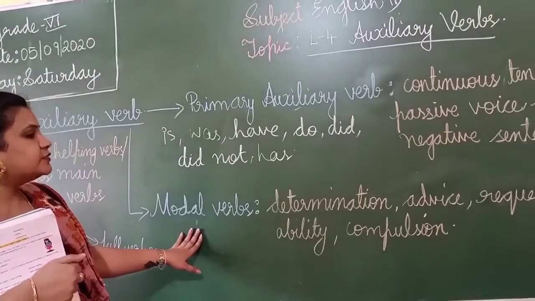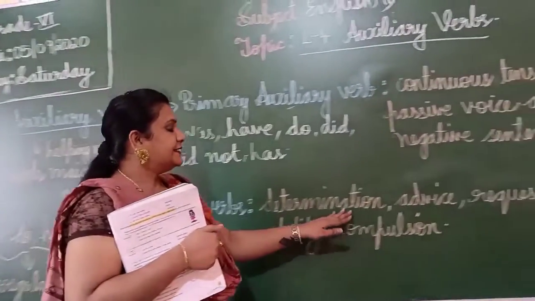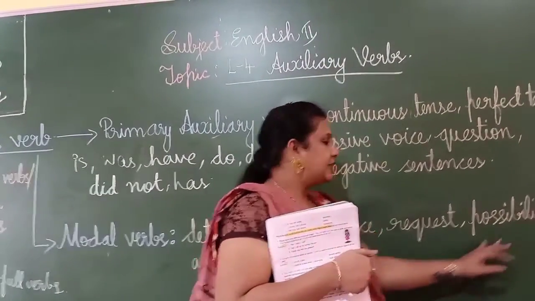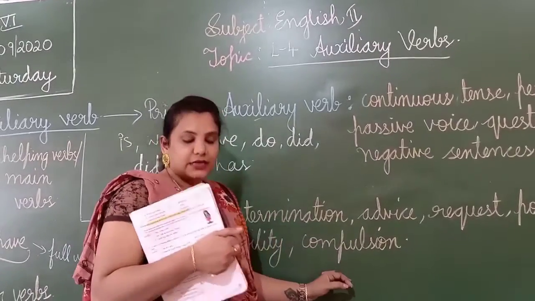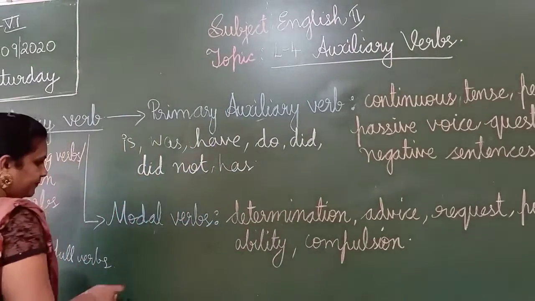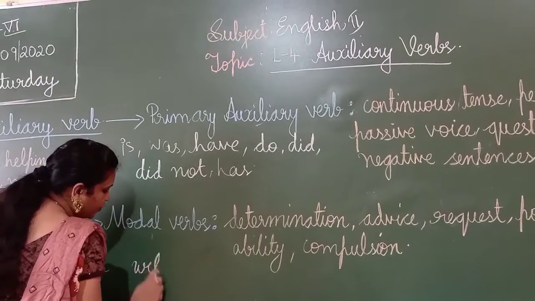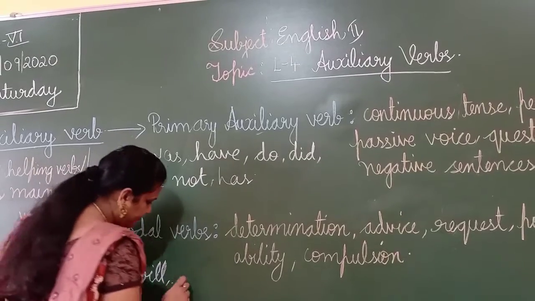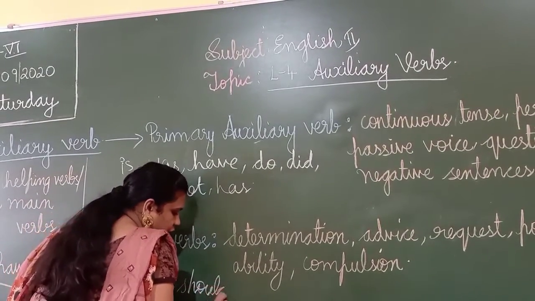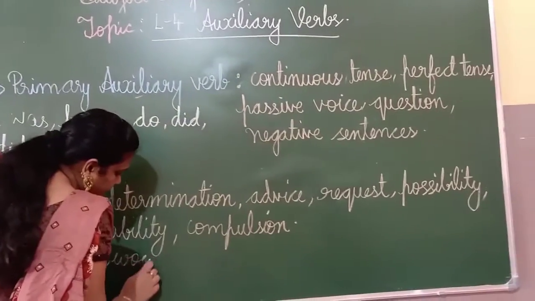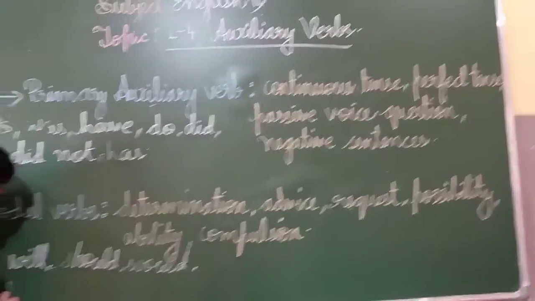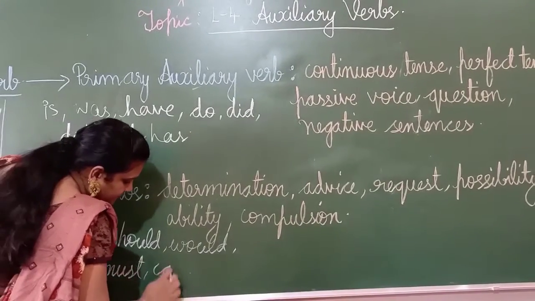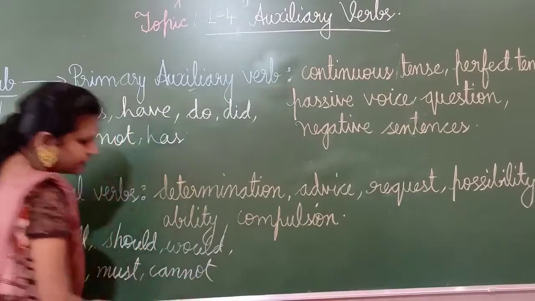Next comes modal verbs. Modal verbs are the verbs which we use in sentences such as determination, advising someone, requesting, possibility, ability and compulsion. These words are will, should, would, may, must, cannot, such words.